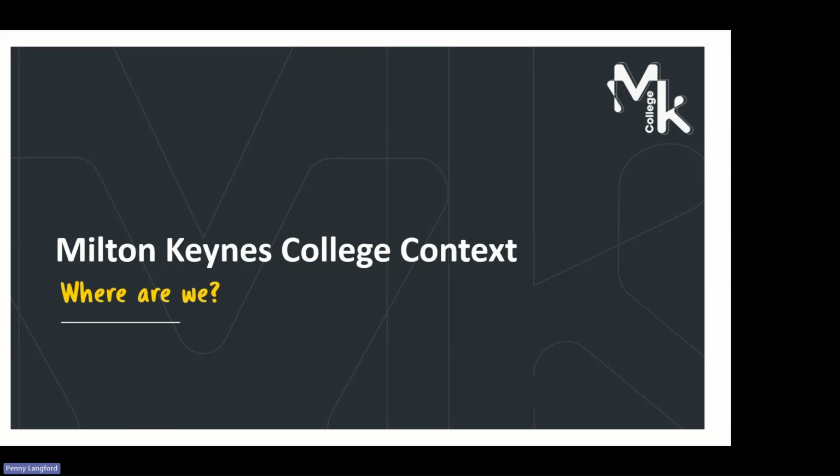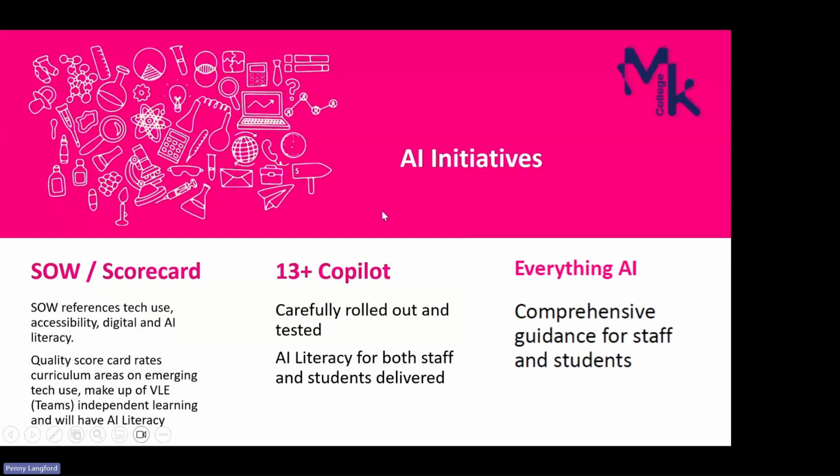So, us, the college in context, where are we with things? In terms of embedding AI literacy, what we have at the college is, on our scheme of work, we've got digital aspects. We need to see digital skills being developed, and AI literacy is going on that in terms of the scheme of work. But we also run a scorecard with the new Ofsted framework. We have a quality scorecard, so every half term, each curriculum area is rated on a variety of quality benchmarks.